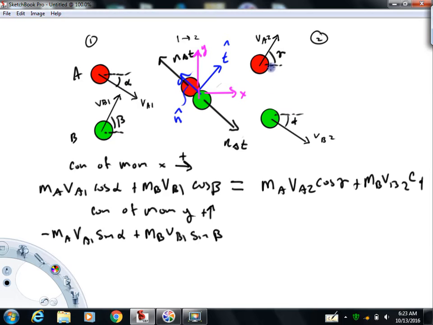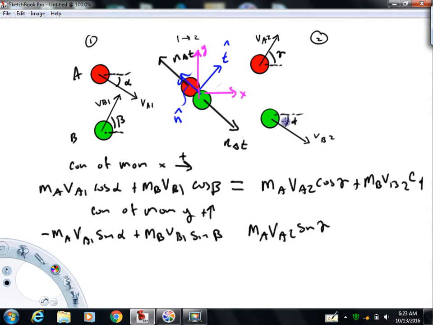Over on the right, going back to mass A here, VA2 has a positive y component. That would be opposite the angle I called gamma. So the next term is going to be MA VA2 sine gamma, whatever that is. And again, positive because this thing's y component points up.